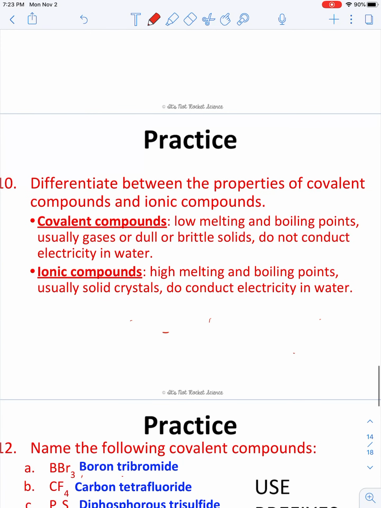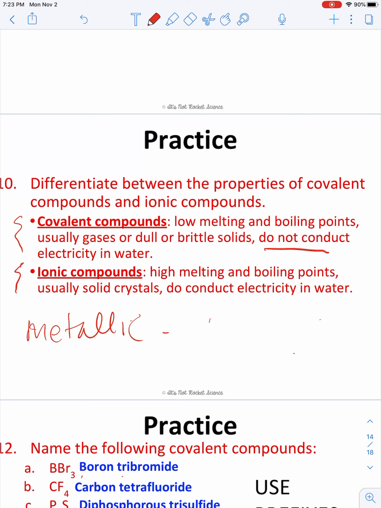All right. Now, if you look at these characteristics of covalent compounds and ionic compounds, we also want to talk about metallic. But covalent compounds have low melting and boiling points. They do not conduct electricity. Ionic compounds have high melting and boiling points. They are solid crystalline structures, and they do conduct electricity when they are dissolved in water. Remember that metallic bonds are bendable, and they conduct electricity.